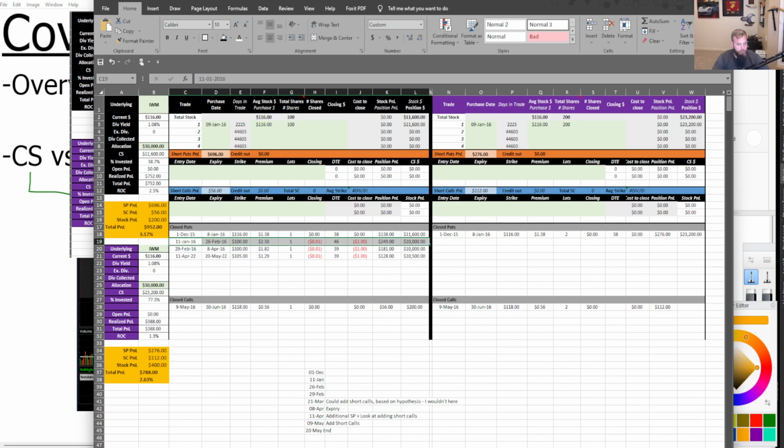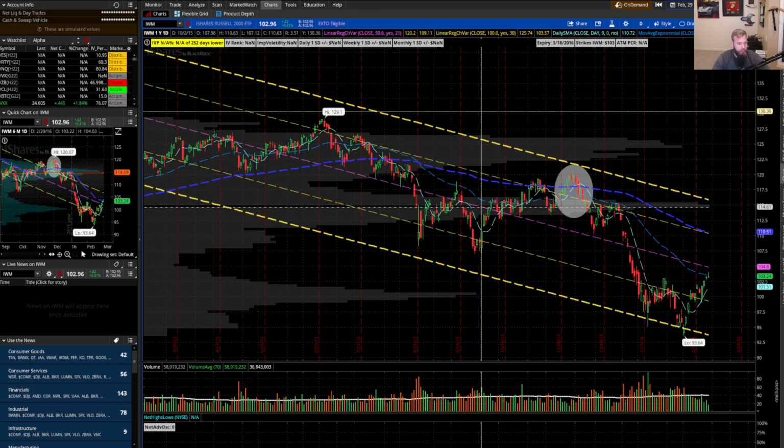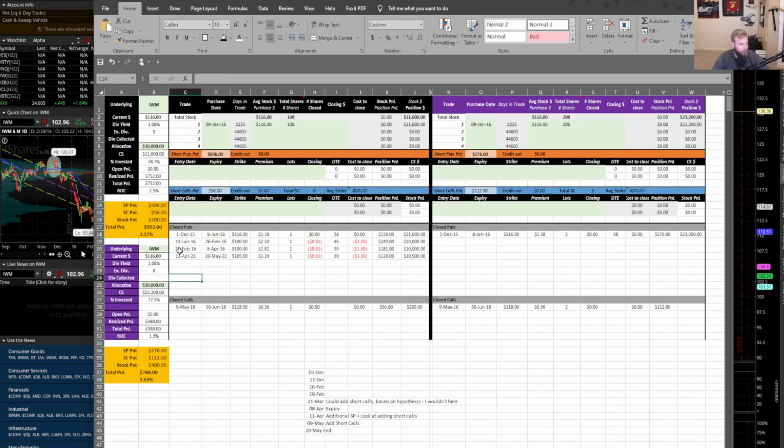Now I am going to scoot us forward to the next trading day. So that would have been Friday expiration. We're just going to fast forward real quick to 29 Feb. And on 29 Feb, I sold another cash secured put. So this time we put out the 8 April 100s again, collecting $1.82.